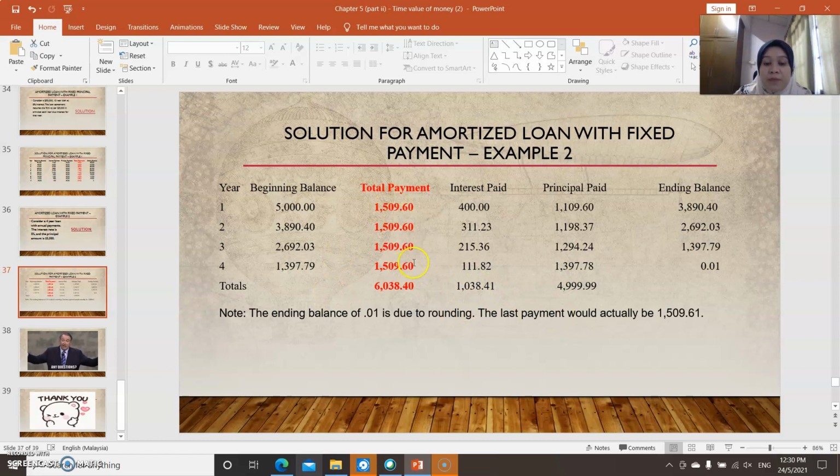So the total payment that you paid, when you add all of them, actually you have already paid $6,038.40. And the interest that you actually paid to the bank is 1,038.41. When you add this interest paid plus the principal paid, it gives you the total payment that you paid for your loan. Even though you take only 5,000, even though the beginning balance of your total loan is 5,000, at last you need to pay 6,038.40. So you know the extra is actually from your interest.